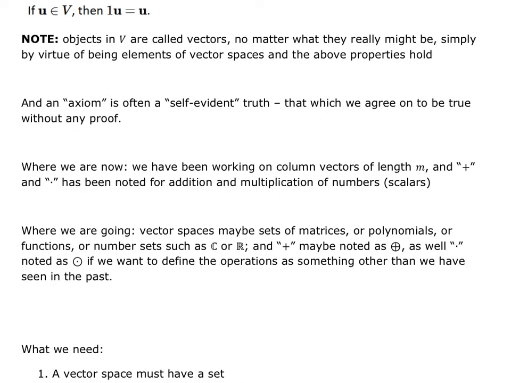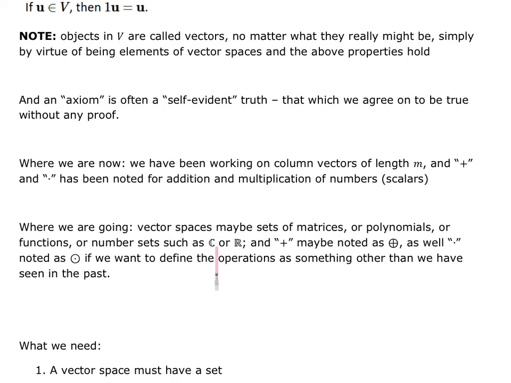Where we are going is we're going to consider vector spaces that may be matrices or polynomials or functions or any number set like the complex numbers or the real numbers. And our plus may be noted as this symbol, which means it may not be what we expect as just being addition. So it depends on what we have. We have to define it now. What does this mean? We have to define what it means to have addition.